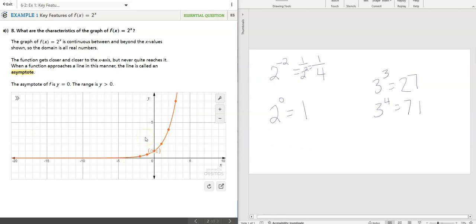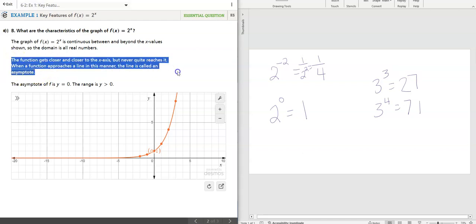There's no numbers that are excluded, okay? So all real numbers is my domain. Then when the function gets closer and closer to the x-axis, it never quite reaches it. So the function approaches a line in this manner. When this happens, the line is called an asymptote. Okay, so this is the word you want to write down, and its definition is right here.